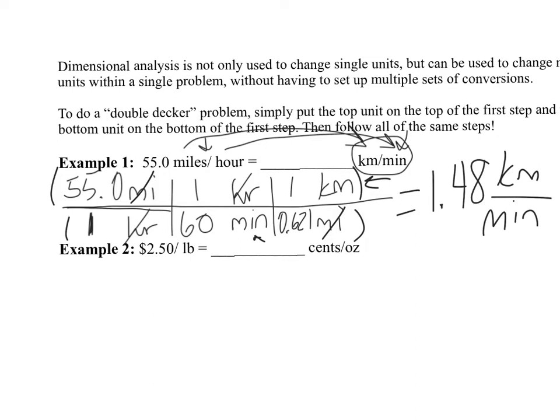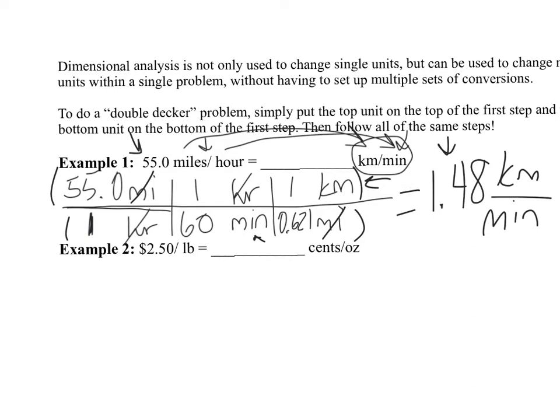Last thing I always have to think about is significant figures. I start with 3, so I should be ending with 3. Your calculator is obviously going to have a really long string of numbers. I think it's 1.4761133795 or something like that. So you want to round that so your final answer has 3 sig figs. Let's do the next one.